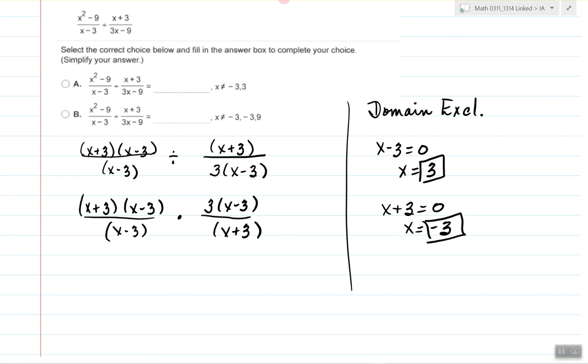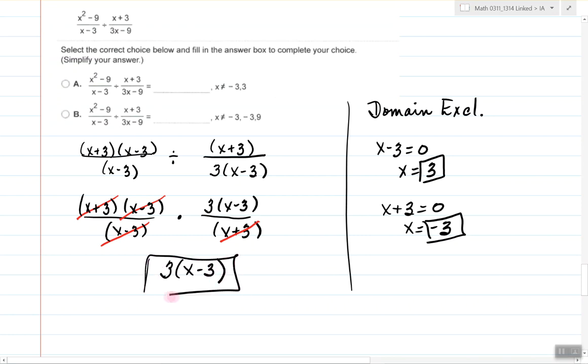It's time to simplify my quotient. So I have an x plus 3 and an x plus 3, and an x minus 3 and an x minus 3. And that leaves me with 3 parentheses x minus 3, and I believe that will be my answer. That's my simplified form. These are my domain exclusions.